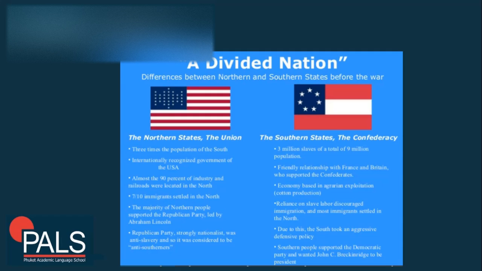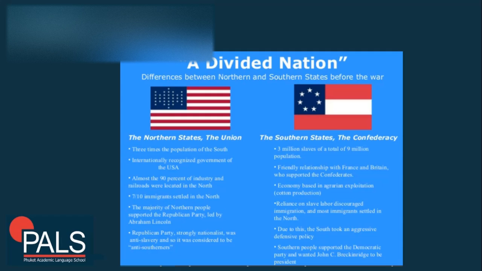The northern states, they call themselves as the Union. They're three times the population of the South. Internationally recognized government of the United States of America. Almost 90% of industry and railroads were located in the North. 7 out of 10 immigrants settled in the North. Majority of the northern people supported the Republican Party, led by Abraham Lincoln.